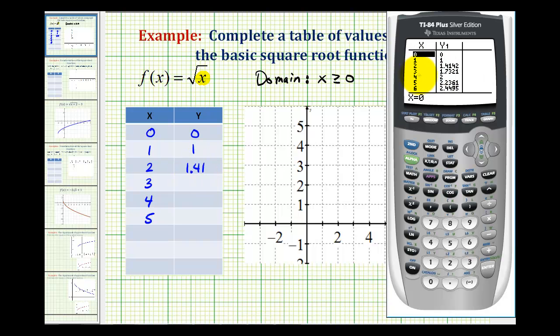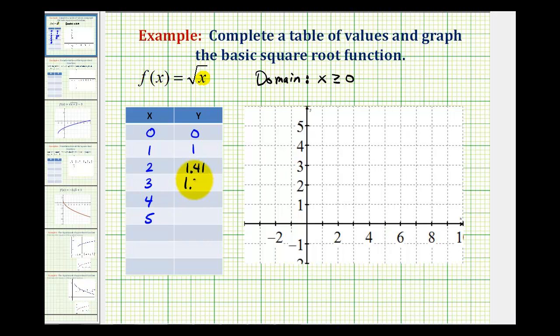And then when x is 3, y is approximately 1.73. When x is 4, y is 2. And when x is 5, y is approximately 2.34. So as you can see, by looking at the table of values, if we had to do this by hand, we would want to select x values that were perfect squares, so y simplified perfectly.